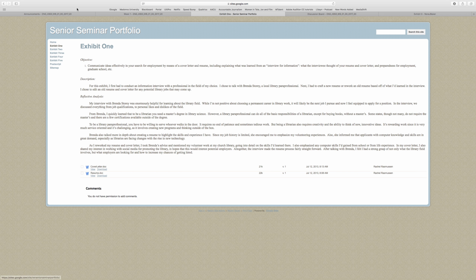I'm calling these sandwiches because they look like a sandwich. So a description is the sort of top piece of bread, the reflection is the bottom piece of bread, and the actual exhibit itself is the meat or peanut butter and jelly or whatever sort of fixings you want to put between 2 slices of bread. So you're going to create 5 sandwiches during the semester.